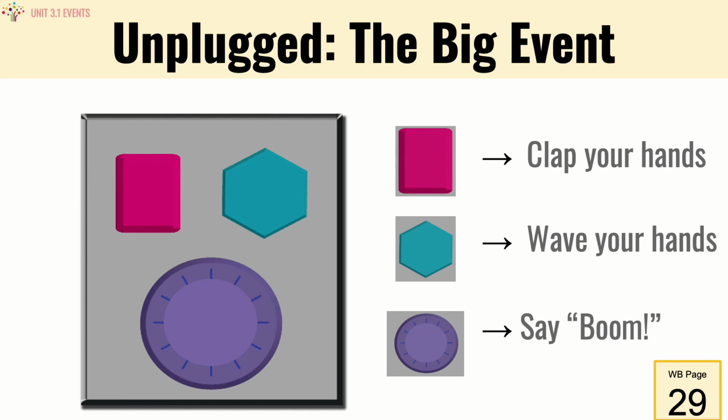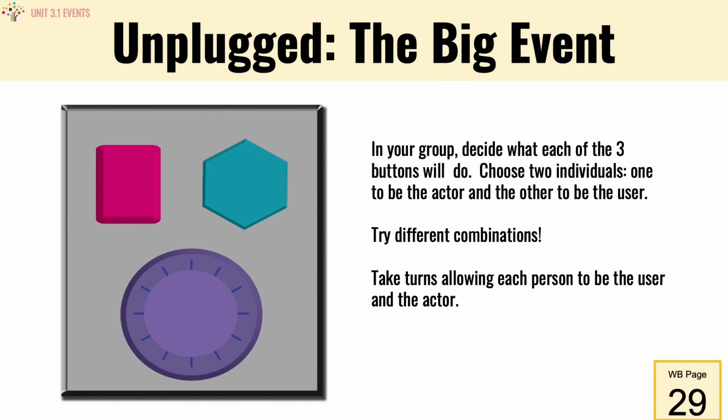So in this case, that red or pink square up top means clap your hands. Blue one is wave your hands, say boom. So the students are going to decide what those buttons do, and then they're basically going to act that out.